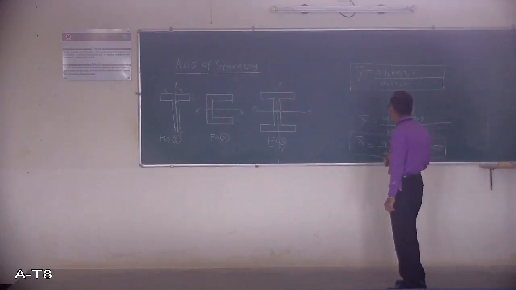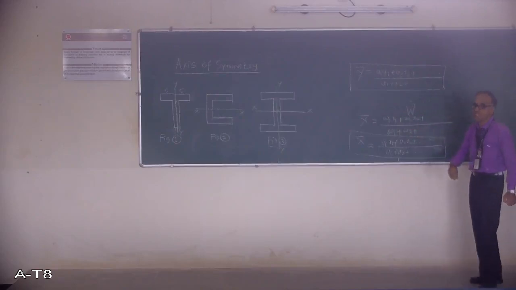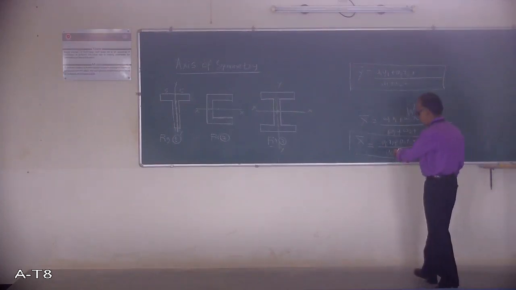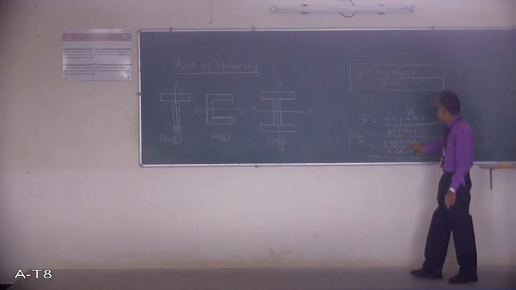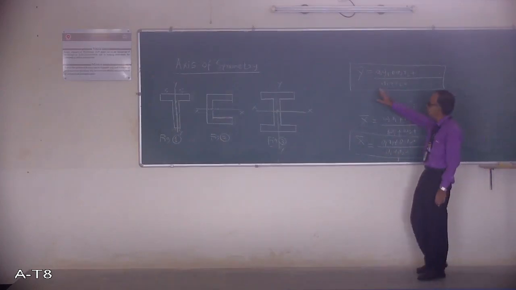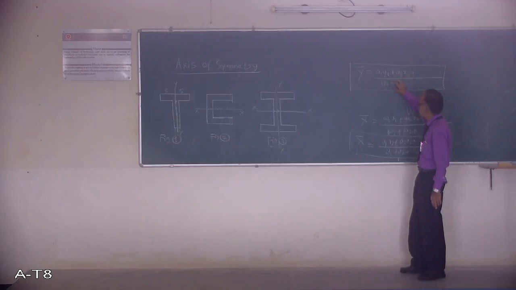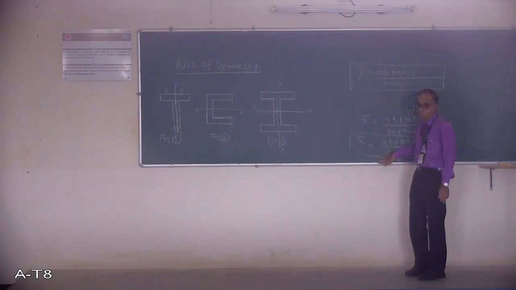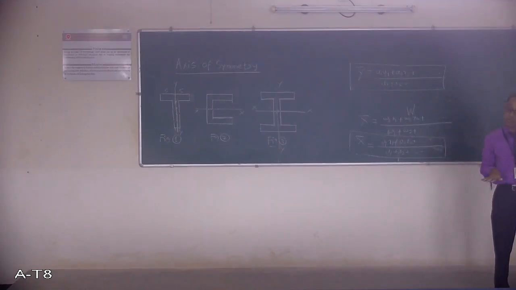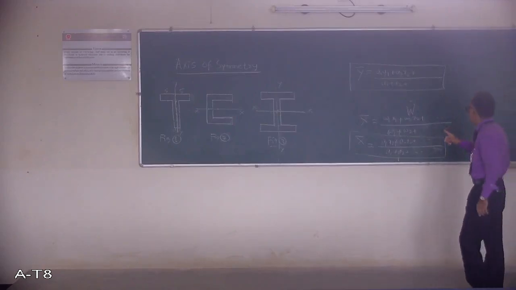Then the total weight, when we write it in terms of density and area or volume, after simplifying the equation we get an equation like this: x bar equals a1 x1 plus a2 x2 and so on, upon a1 plus a2 and so on. Similarly, y bar equals a1 y1 plus a2 y2 and so on, upon a1 plus a2 and so on. These two equations, as I mentioned, are very, very important. Why? Because when we start solving problems, we require this equation, the general equation for x bar and the general equation for y bar.